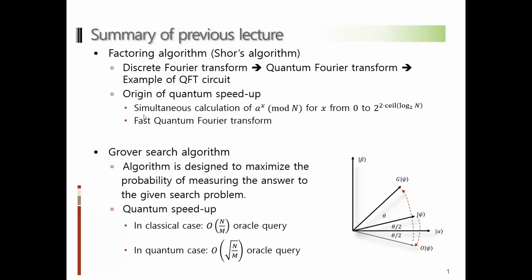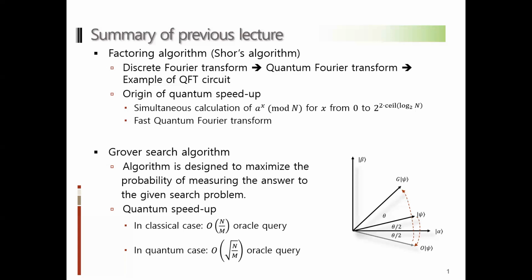Another reason for the speedup was the quantum Fourier transform. Instead of measuring all the values, before your final measurement, you apply the quantum Fourier transform, and this quantum Fourier transform is very efficient compared to its classical counterpart. The proper combination of these techniques allows us to perform the factoring.